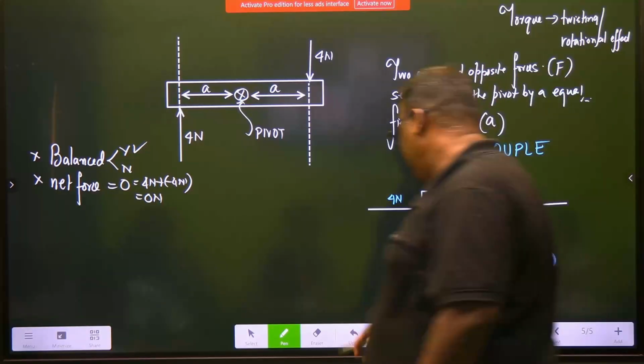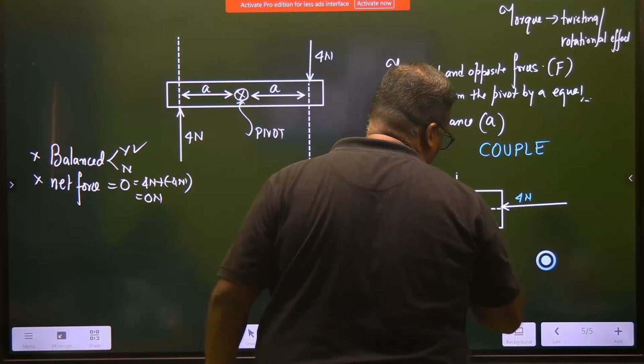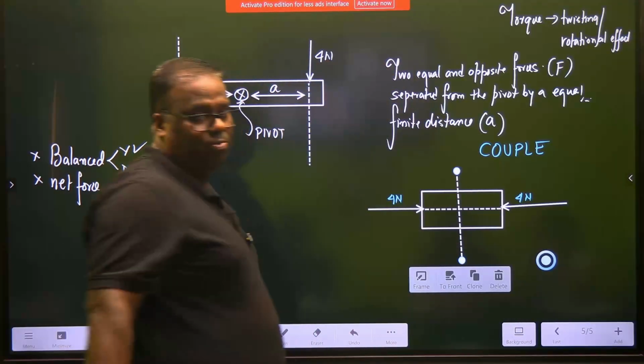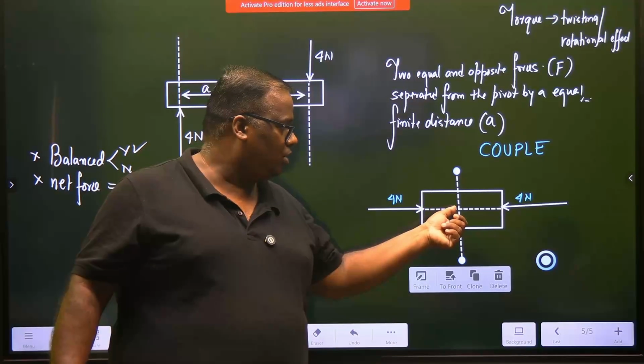Just see this diagram. Okay, let's see this diagram once again. Let me create the pivot point out here. This is the pivot point. Try to see. Now here, if this is the pivot, this force is also coming and hitting this point.